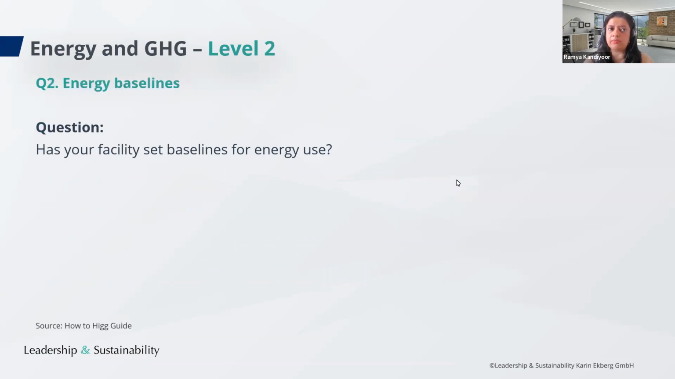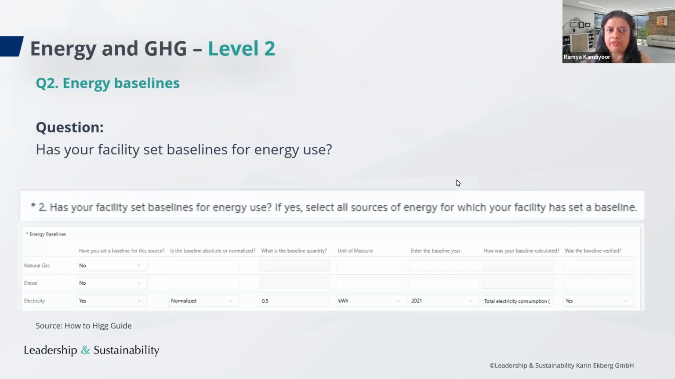The next is question number 2, which is in level 2: has your facility set a baseline for energy use? And here you can see an example of how you would be able to report on the baseline that you have selected. You might have different sources. For example, in this particular screenshot, we have said that the facility has natural gas, diesel, and electricity. They have set a baseline basically for electricity usage, but perhaps not for the others. So this is how you would require to report it.